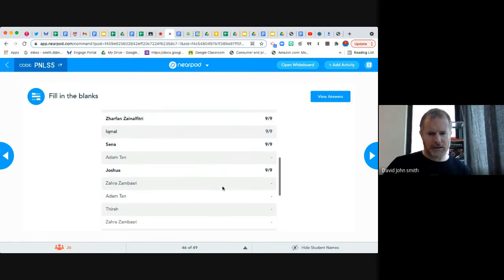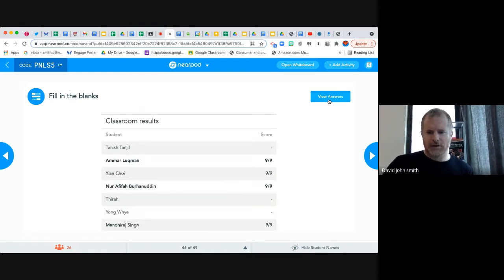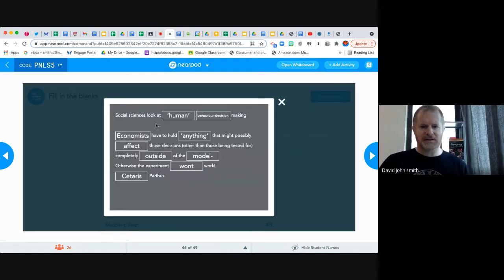Oh, very good. Excellent work, team. Well done. So, as you all have correctly worked out, social sciences are looking at human behavior, human decision making. So economists have to hold anything that might possibly affect those decisions, other than those being tested for, completely outside of the model. Otherwise, the experiment won't work. Hence the idea of ceteris paribus.